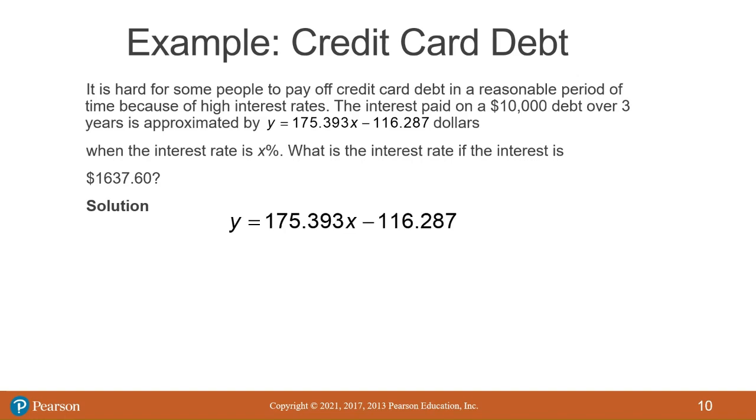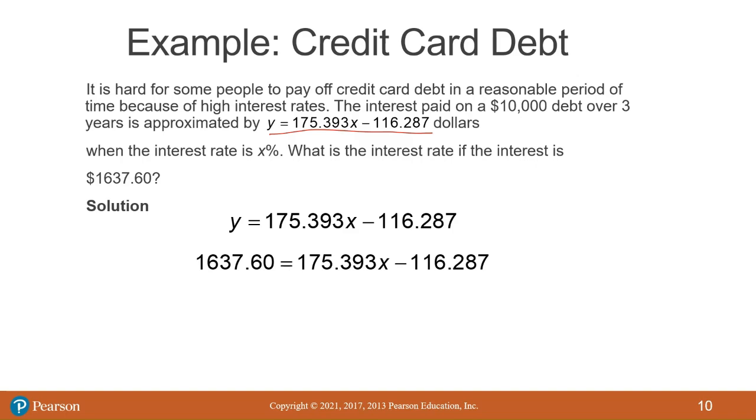What is the interest rate if the interest is $1,637.60? All right, so my solution here: first thing I've got is y equals 175.393x minus 116.287. I got that directly from the problem. It's the equation from the problem itself. Now I need to substitute in the $1,637.60.